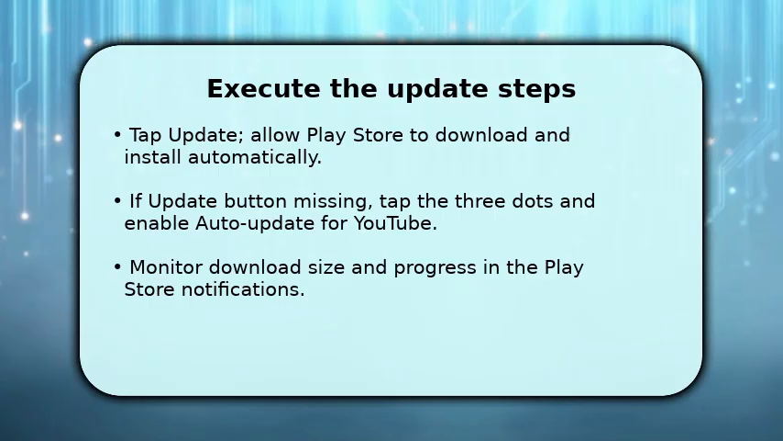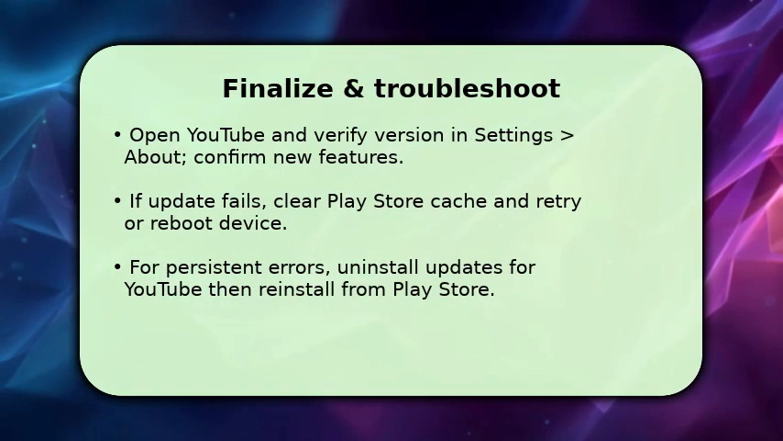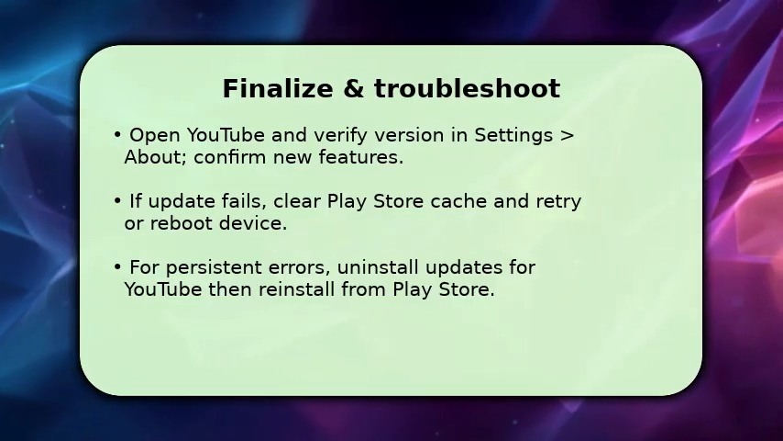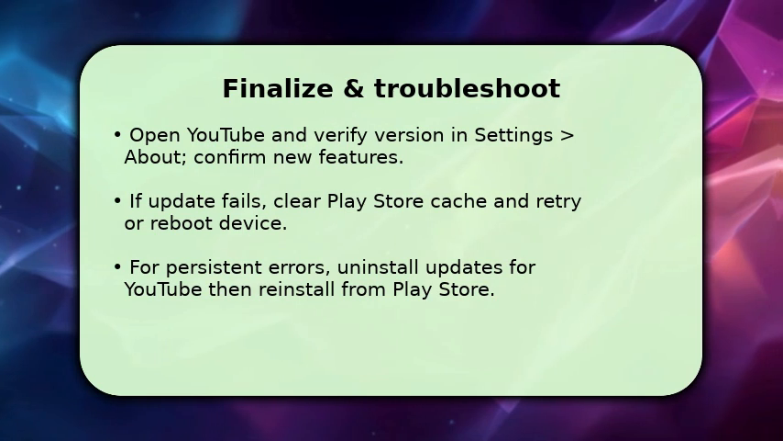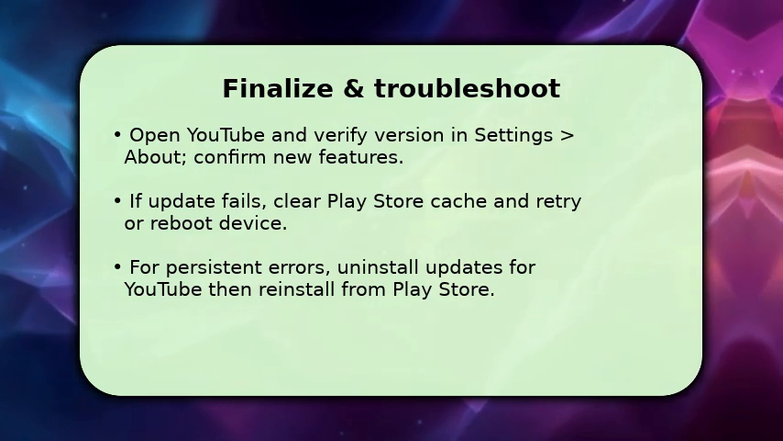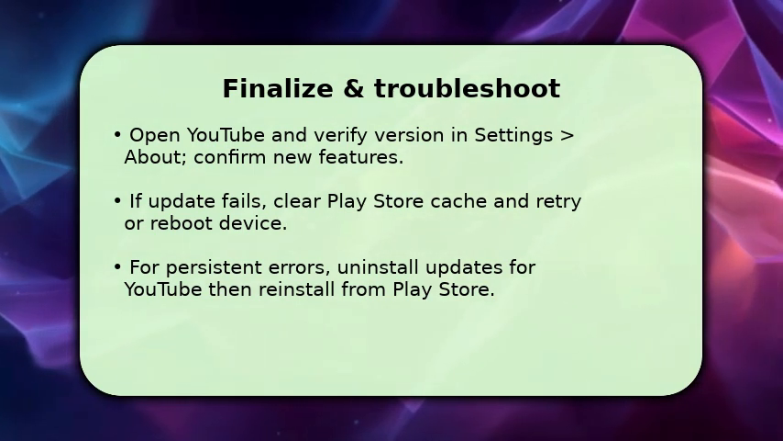Once installation finishes, the Play Store will show Open. Open YouTube and go to Settings, About to confirm the updated version and check that new features or fixes are present. If the update fails, first clear Play Store cache and storage in Settings, Apps, then retry. Often that resolves download issues.